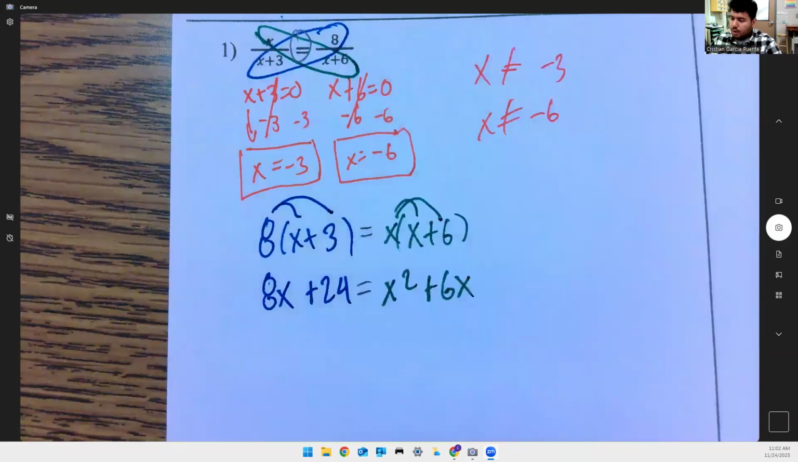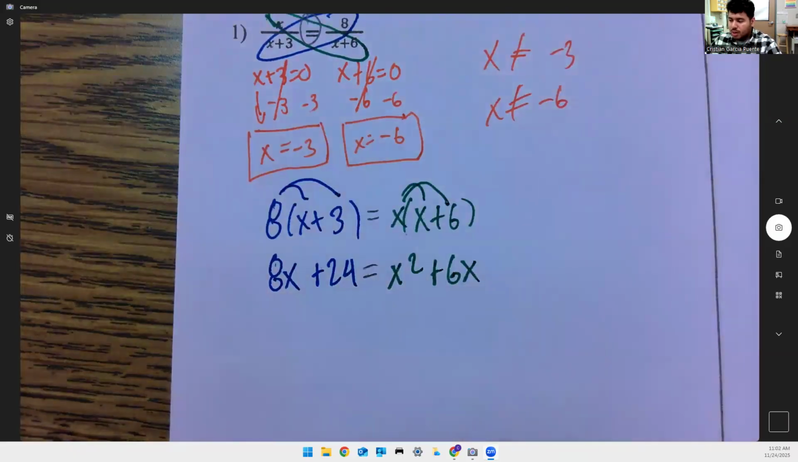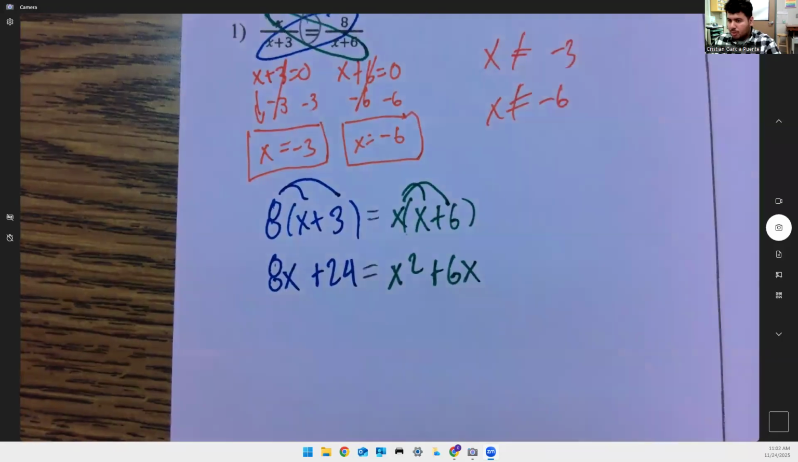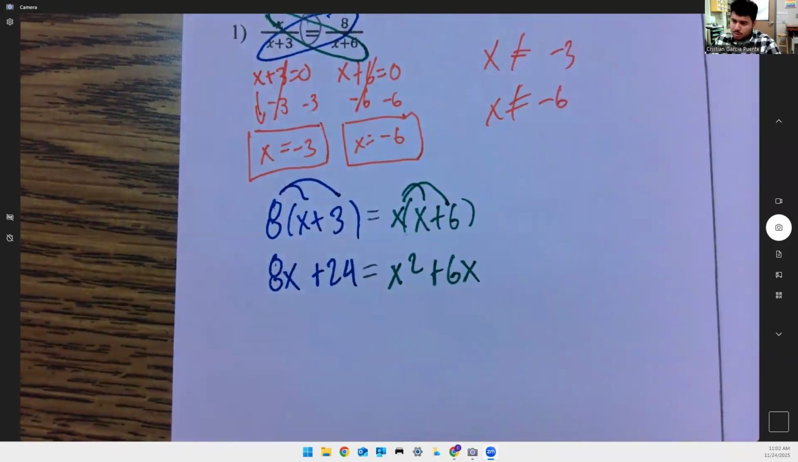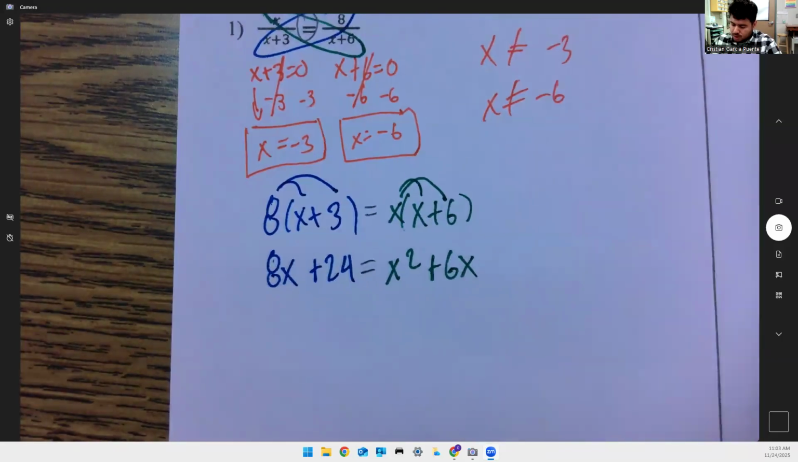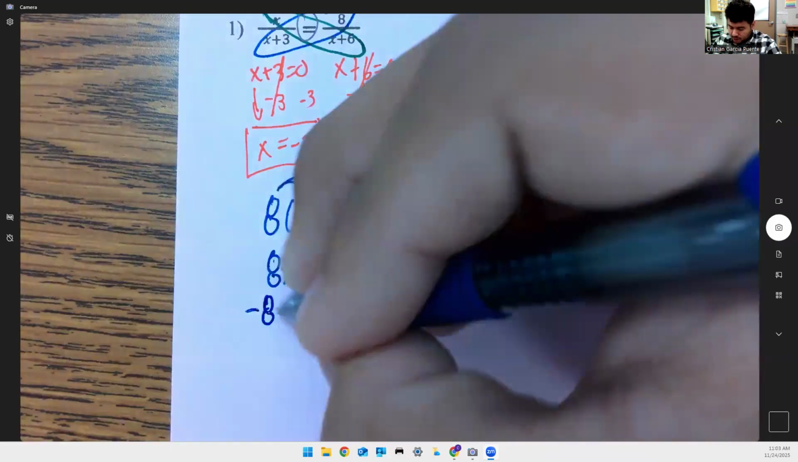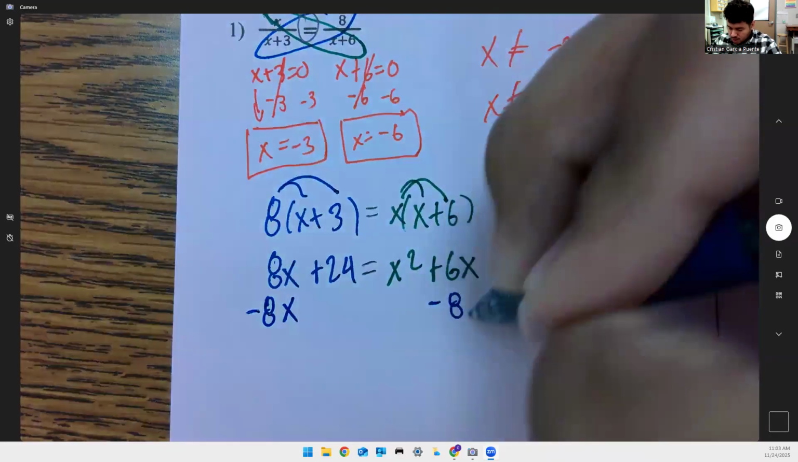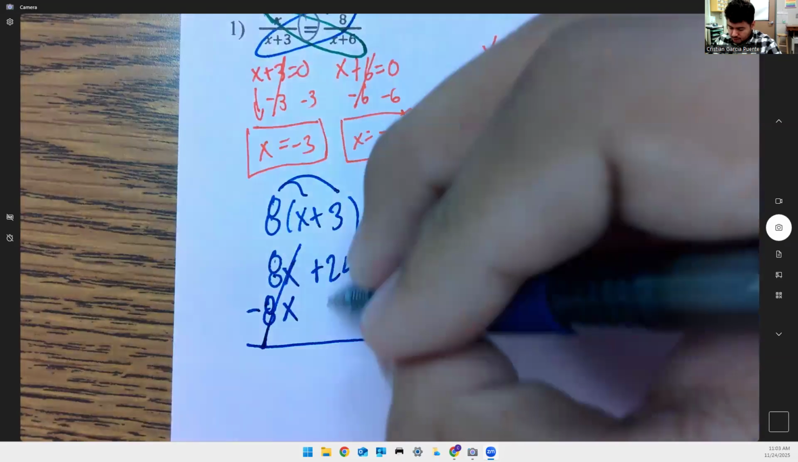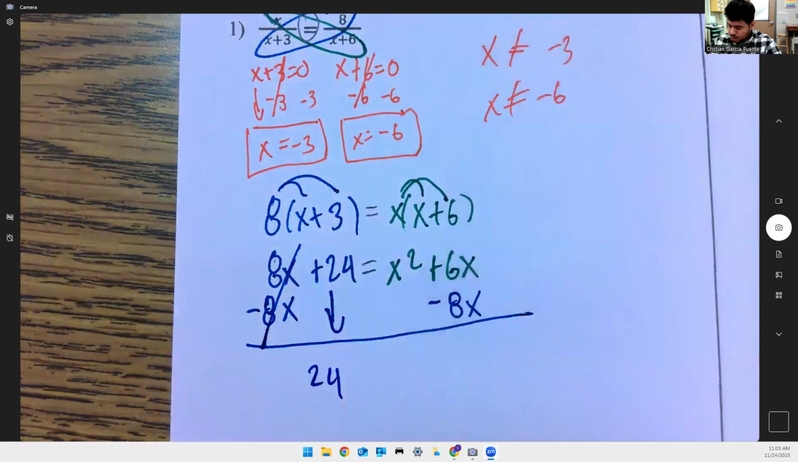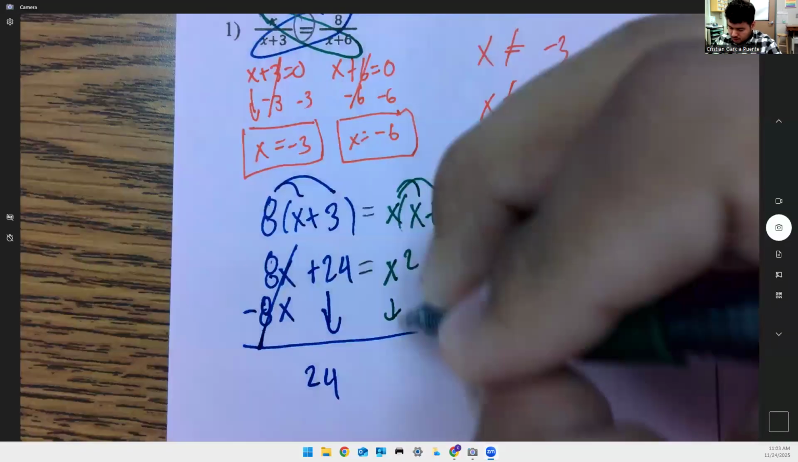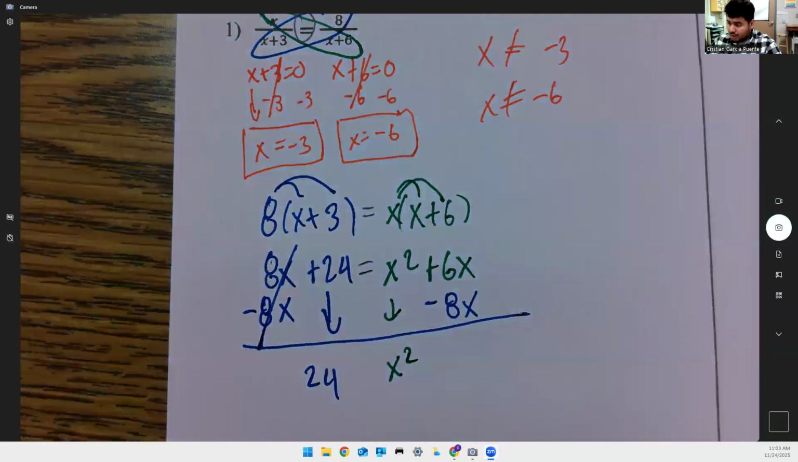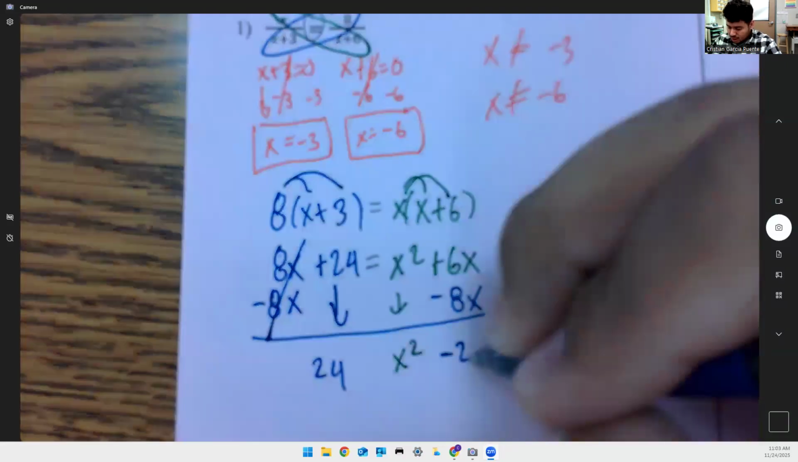And now, since we have an x squared and an x, you always want to move everything to the side where your positive x squared is. So do we have a positive x squared on the left? No. Do we have a positive x squared on the right? Yes. So we're going to move everything to the right side. How do I get rid of this 8x? You subtract the 8x on both sides. So that's going to cancel. 24 is going to drop. The x squared is going to drop. And then positive 6x minus 8x is just negative 2x.